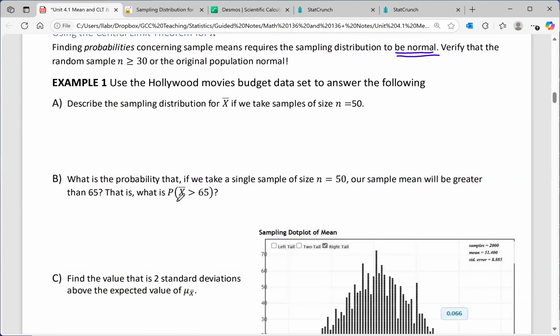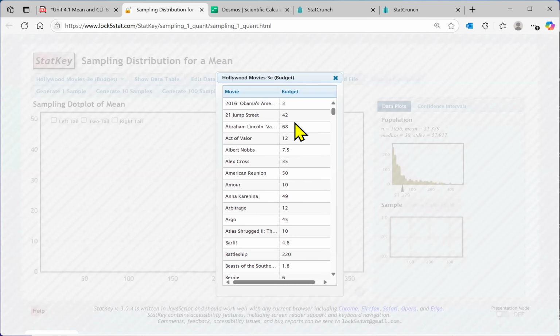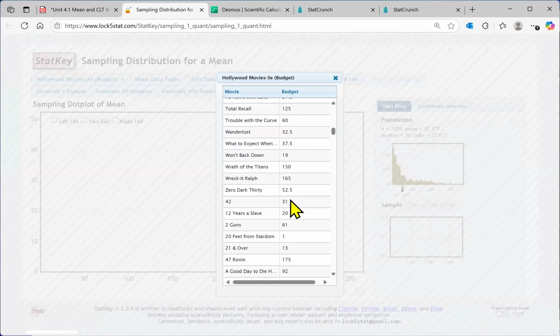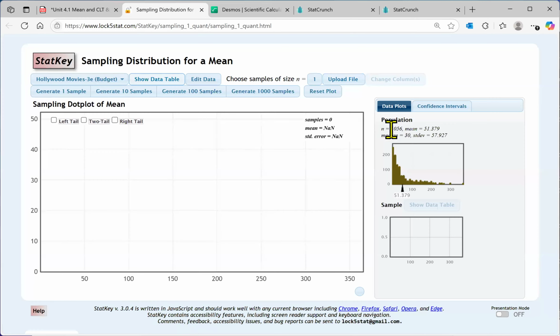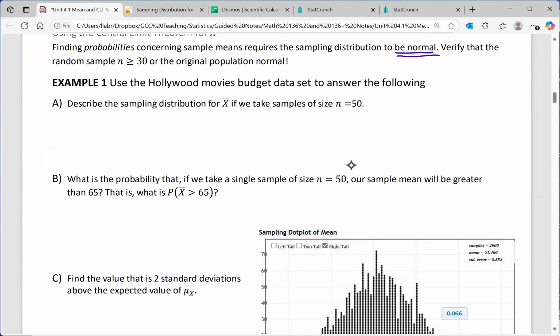So let's go ahead and continue with that Hollywood movie budget data set. Remember that the Hollywood movie budget data set pretends that we have information about all of the movies as well as the budget for those movies at a certain time. There are 1,056 movies in this data set, and we're going to pretend that that's the population. Here is the mean of the population as well as the standard deviation. So let's go ahead and just quickly record that. For the Hollywood movie data set, we got that mu is 51.379 and sigma is 57.927.